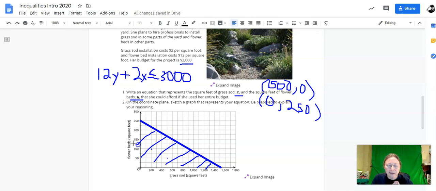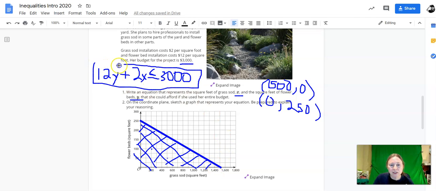You can get any number of sod and flower bed combinations that are on the line, or you can get any number of sod and flower bed combinations that are in this shaded region, and that's a valid solution to this inequality. That's the solution set for the inequality, and this is how you graph it.